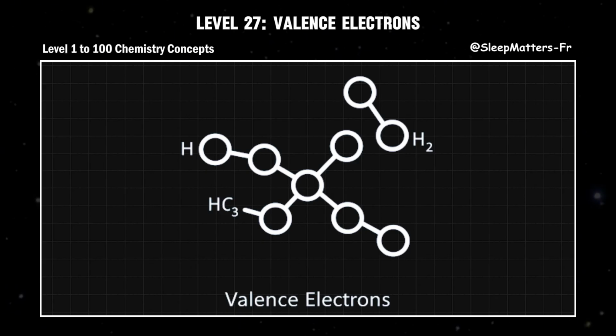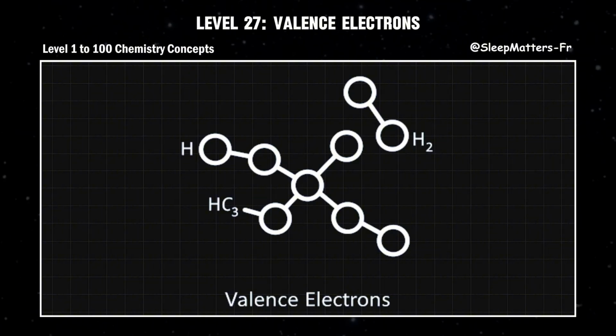Level 27. Valence Electrons. Valence electrons are the outermost electrons of an atom. They are the ones that decide everything. They are the ones that make bonds, that create reactions, that build the world around you. If an atom is like a person, the valence electrons are its personality. They are the parts that reach out, that connect, that change. Most atoms want to have a full set of valence electrons. For most, this means having 8. This is called the octet rule.